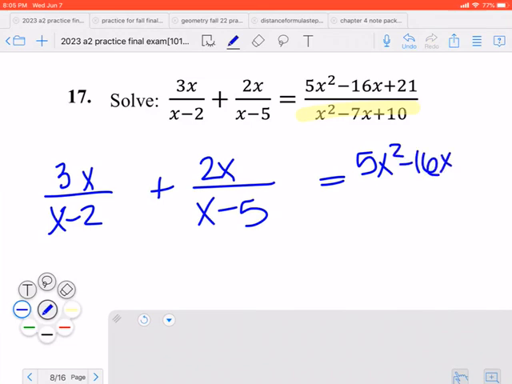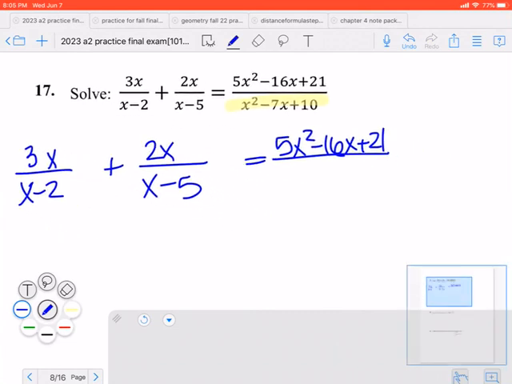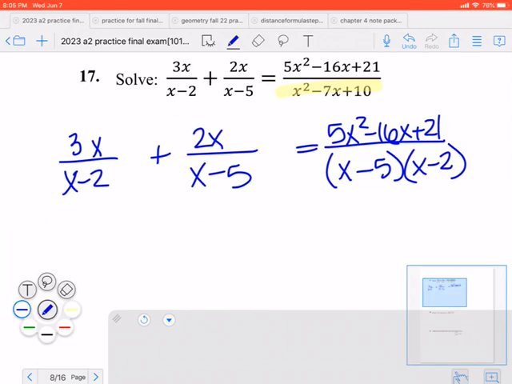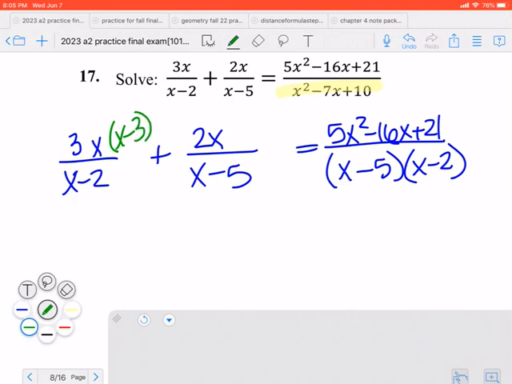5x squared minus 16x plus 21 over, I'm just looking at my answer key here to see if there's any typos like there have been, but there's not. Okay, x squared minus 7x plus 10, that is going to factor into x minus 5, x minus 2. So on the denominators, we have an x minus 5 and we have an x minus 2. So that is our LCD.